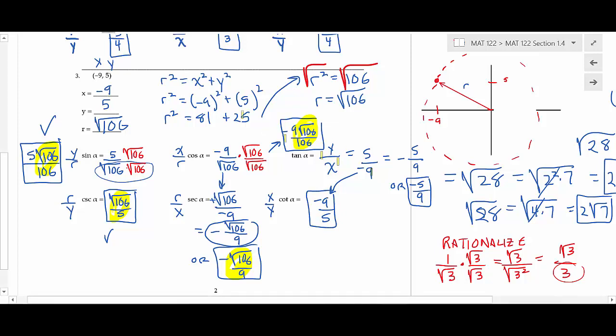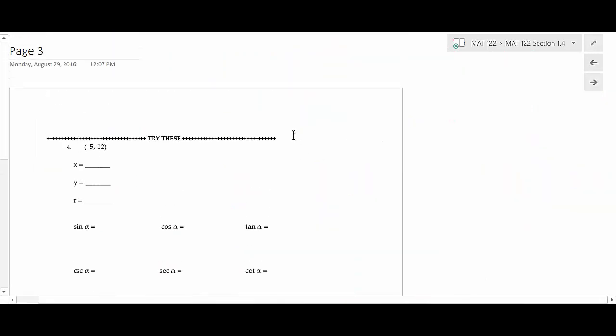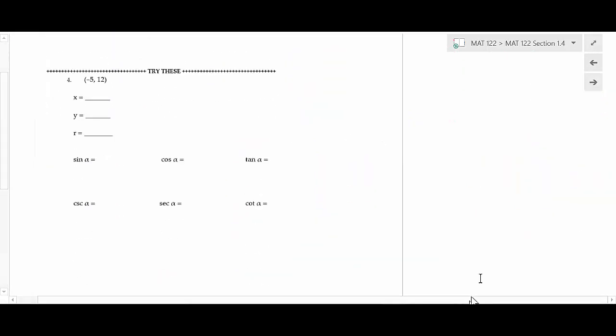So now we've got the answers to our 6 trig functions. There's some background knowledge in there. You have to know how to simplify square roots when that shows up, but you also need to be solid with rationalizing denominators, because that's the general form that we want to write that in. Okay, all right, now I'm going to go to the next page.